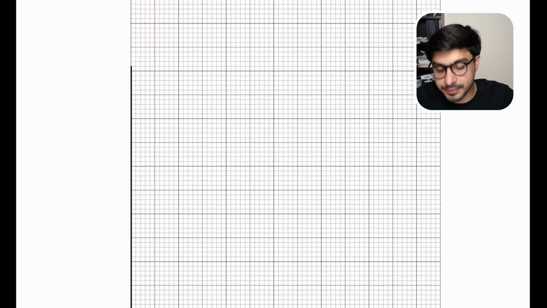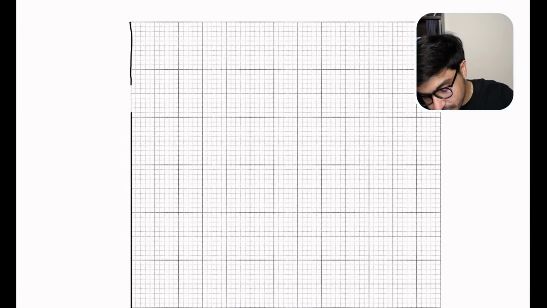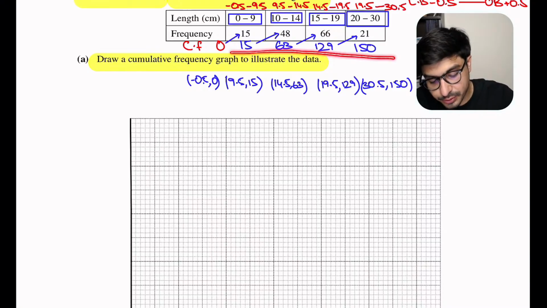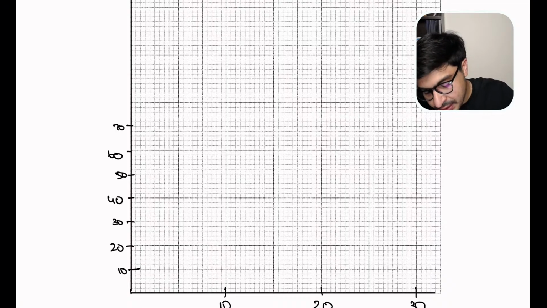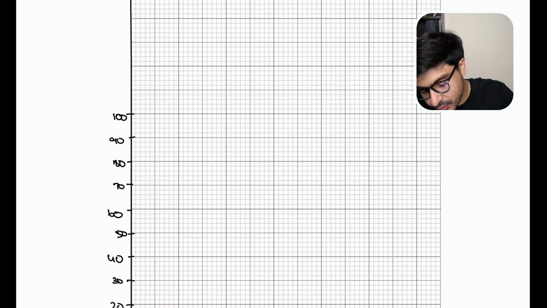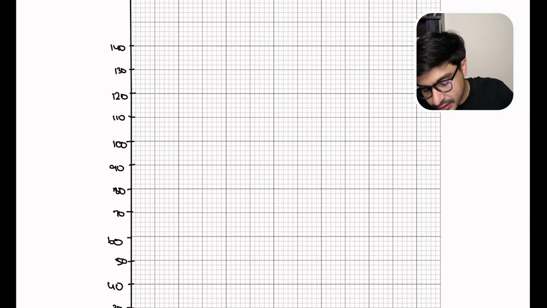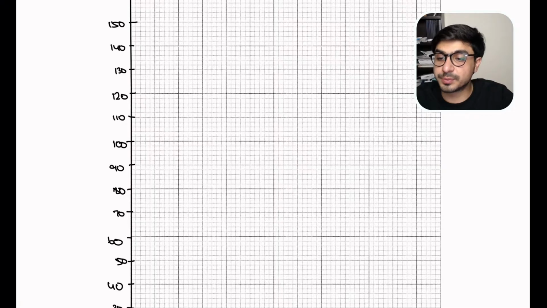Then what is going to happen is we are just going to be looking at the cumulative frequencies over here. So on the y-axis, it's going to be 10, it's going to be 20, then 30, then 40, then 50, then 60, then 70, and then 80, and then 90, and then 100, and then it is going to be 110, and then 120, and then 130, and then 140, and then 150, right? This is how it is supposed to be done.